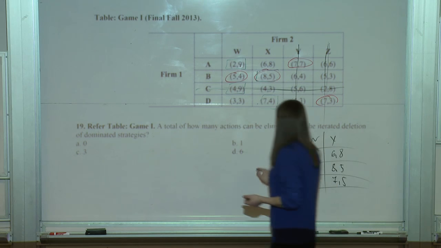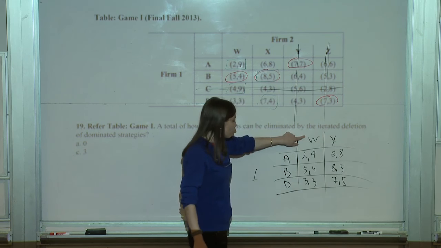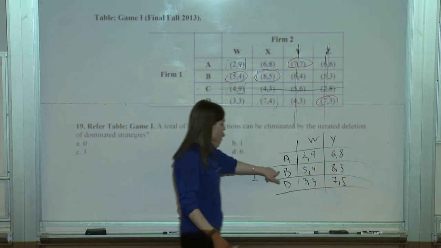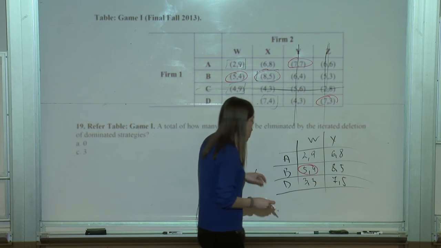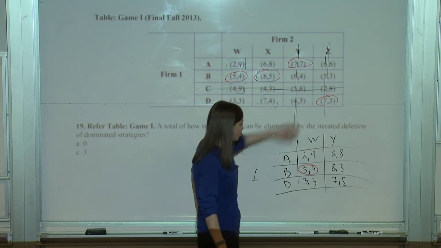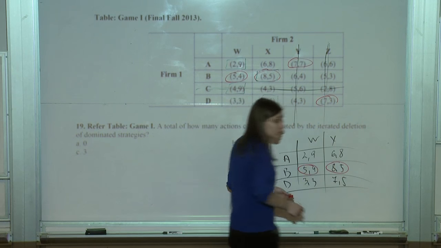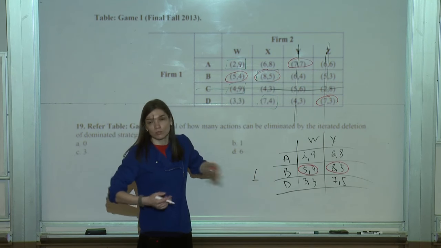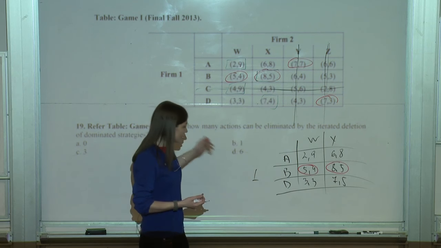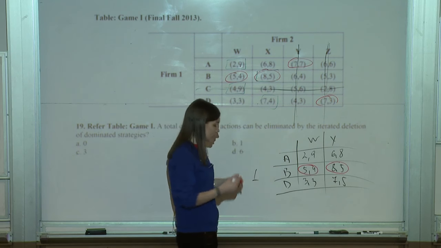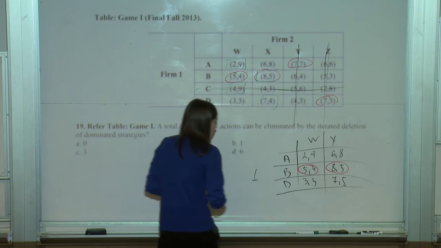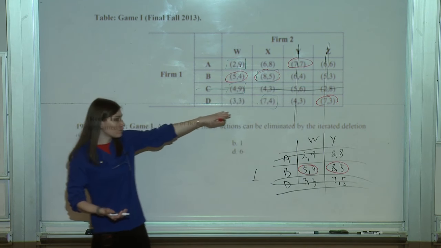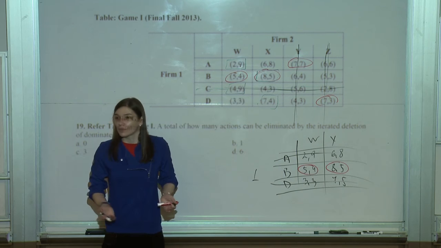I'm again person 1. If they were to choose W, what would I choose? B. If they were to choose Y, what would I choose? B. And right at this point, I can eliminate 2 more. Since 1 would never go with either A or D, I can eliminate those as well. If I eliminate them, that means that Y, firm 2, doesn't even need to consider them.